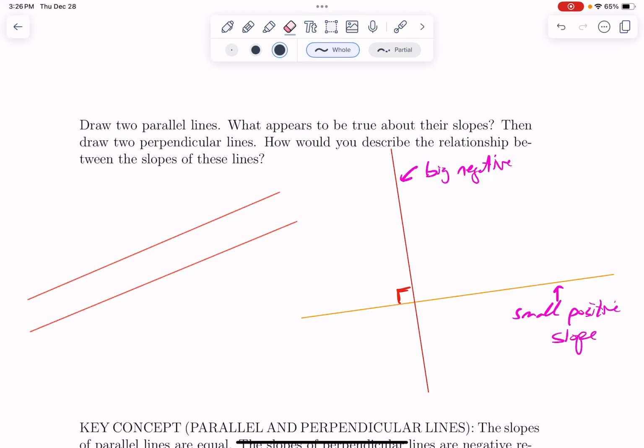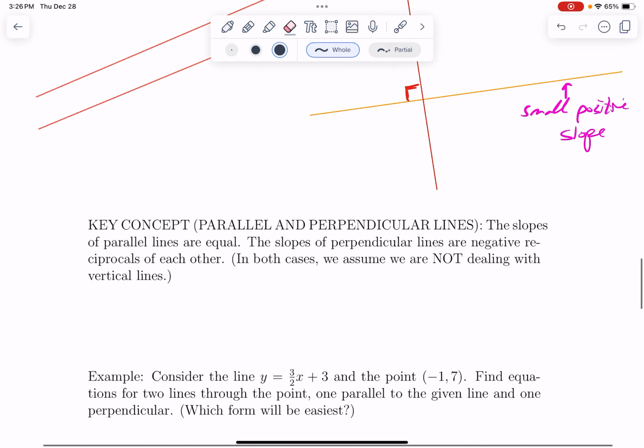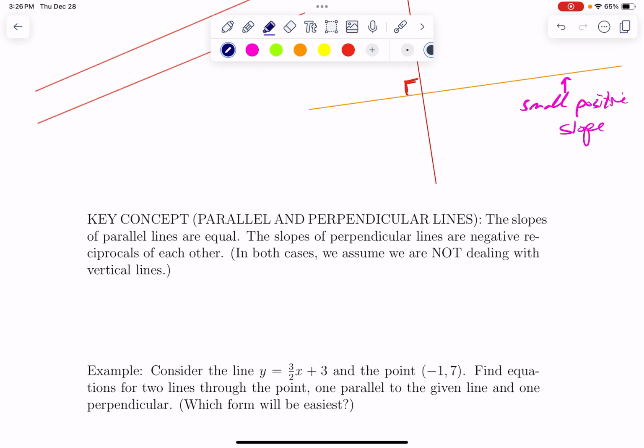We can formalize that relationship here. So here are the two facts you want to know. The slopes of parallel lines are equal, right? That's easy enough. They have the same steepness. The slope measures the steepness, so the slopes are the same. Now for perpendicular lines, it's a little more complicated. The slopes are what are called negative reciprocals.